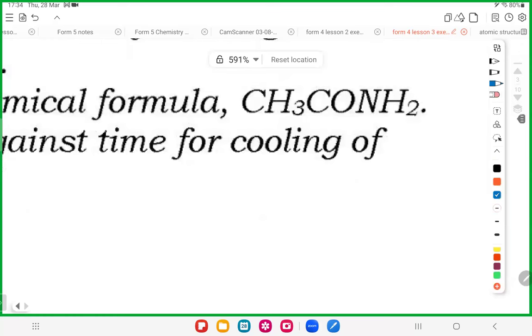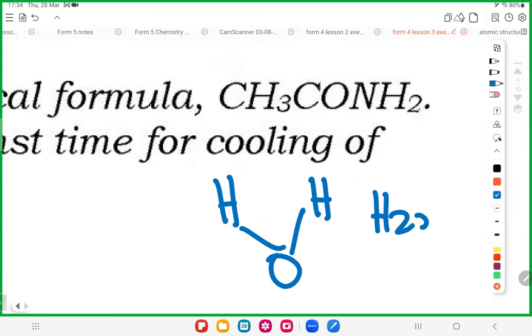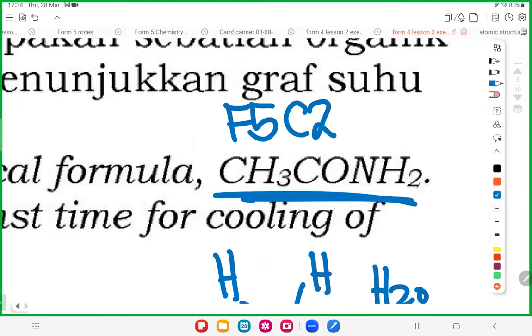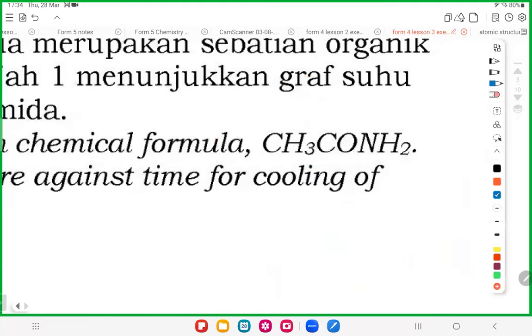Okay. Can we write HOH? Not advisable. Better you write H2O. You don't write HOH. You will learn this type of special writing in your Form 5, Chapter 2. Then only you learn this special way of writing. So for now, don't focus on this. For now, you just need to know metal, non-metal, that's the thing. All right?